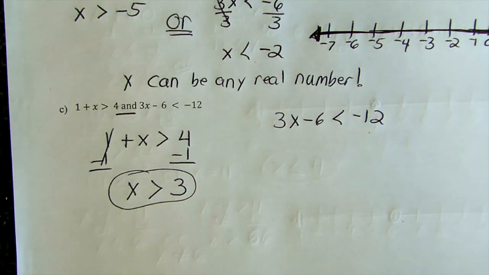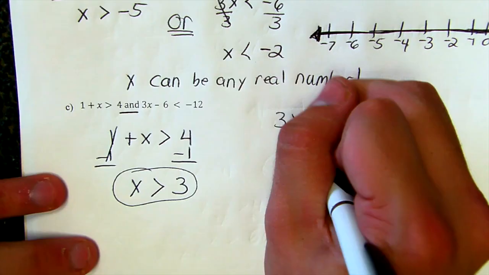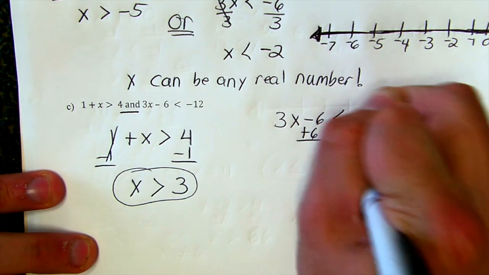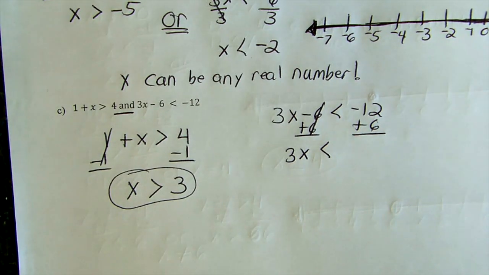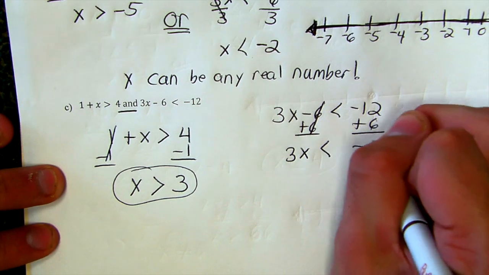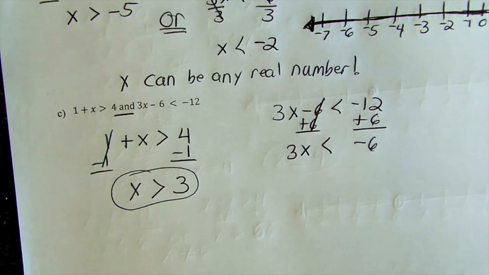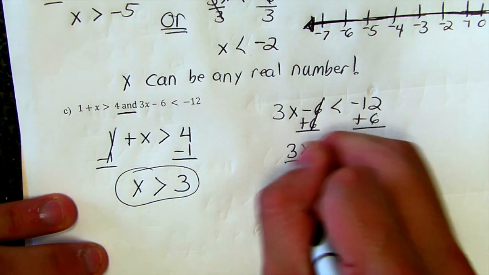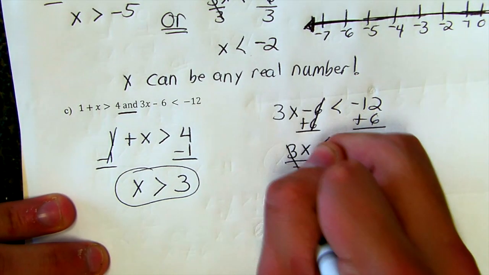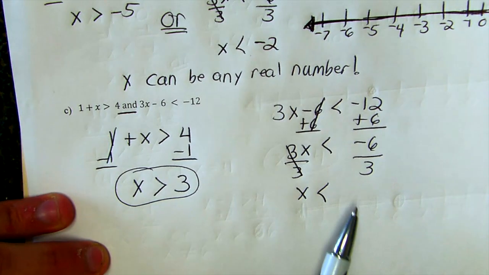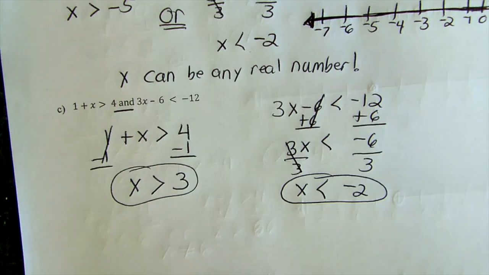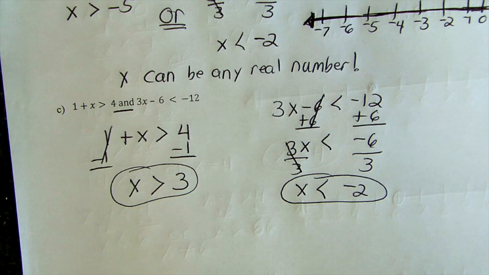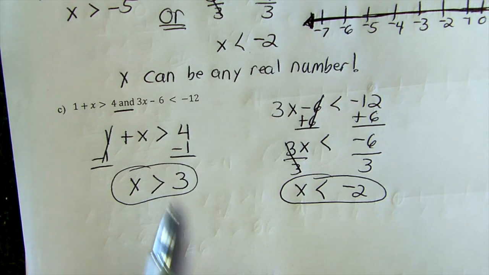Now let's look at our other one. We have 3x minus 6 is less than negative 12. Now to get what x is, we need to add 6 on both sides. So we get that 3x is less than negative 12 plus 6, which is negative 6. And then we're going to divide by 3 on both sides. So we get that x is less than negative 6 divided by 3, which is negative 2. Okay. And then there's our solution.